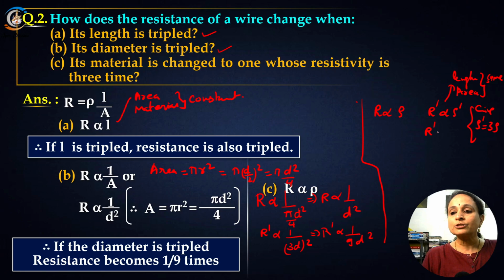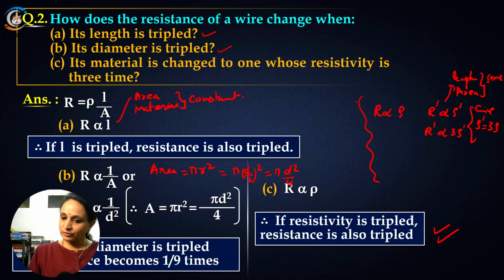So what happens to the new resistance? It will become directly proportional to 3 times rho. So what will happen to the resistance, children? If the resistivity is tripled, then the resistance also gets tripled. That's it. Okay, simple problem, right?